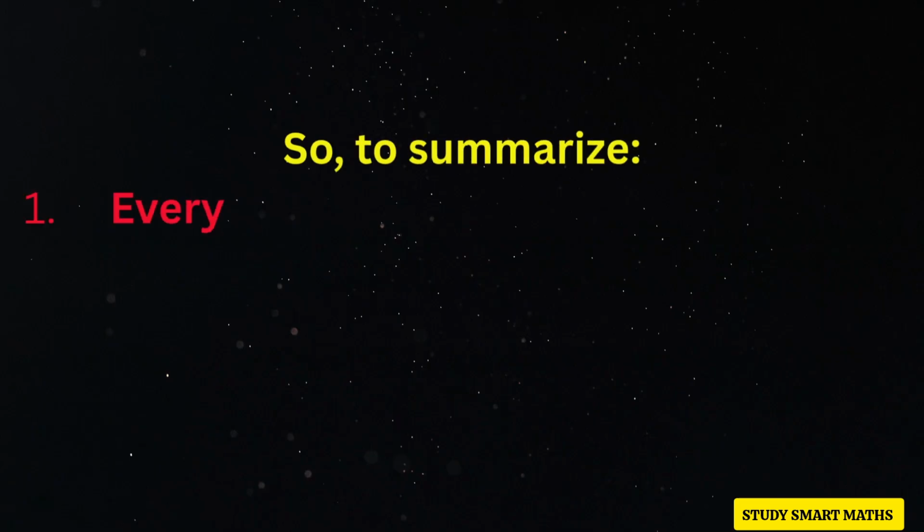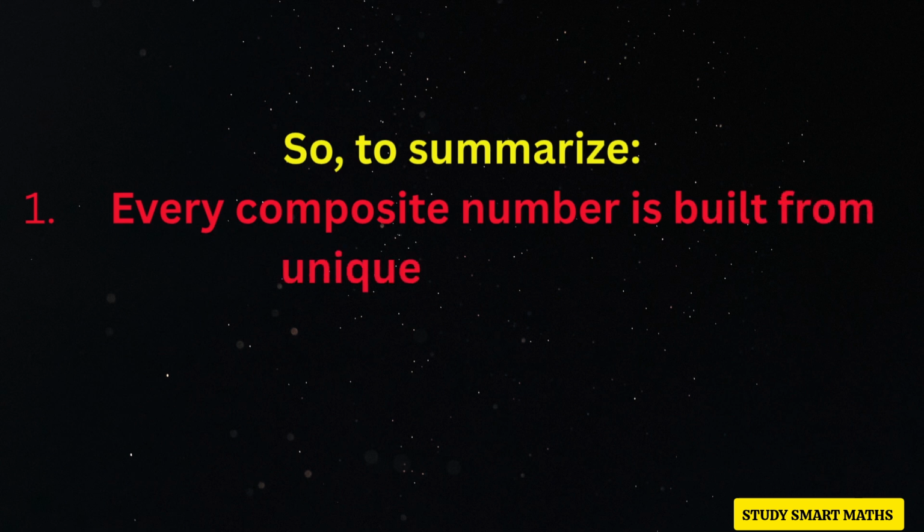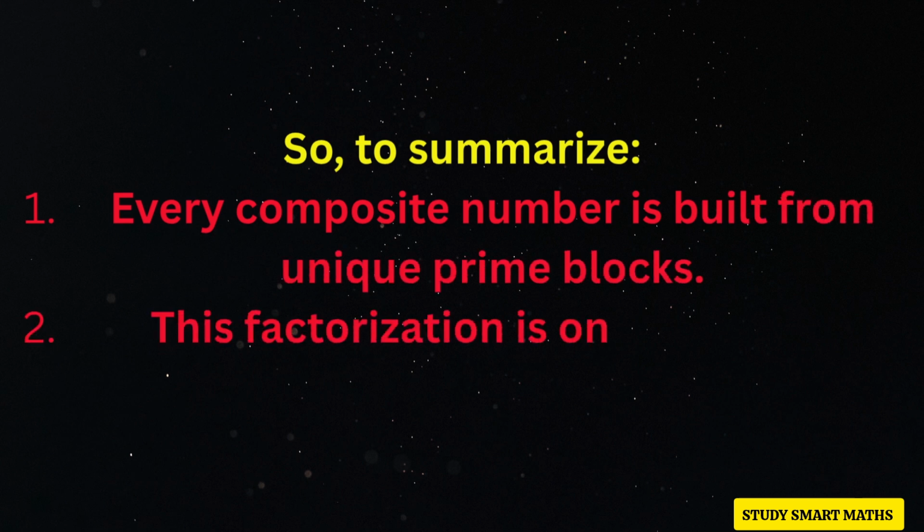So, to summarize, every composite number is built from unique prime blocks. This factorization is one of a kind, that is, unique.